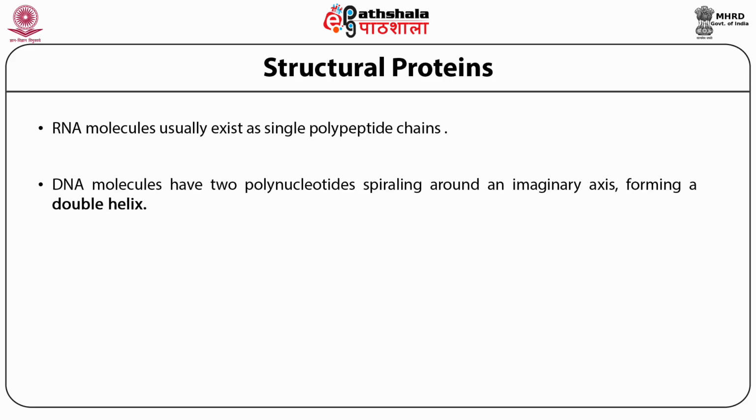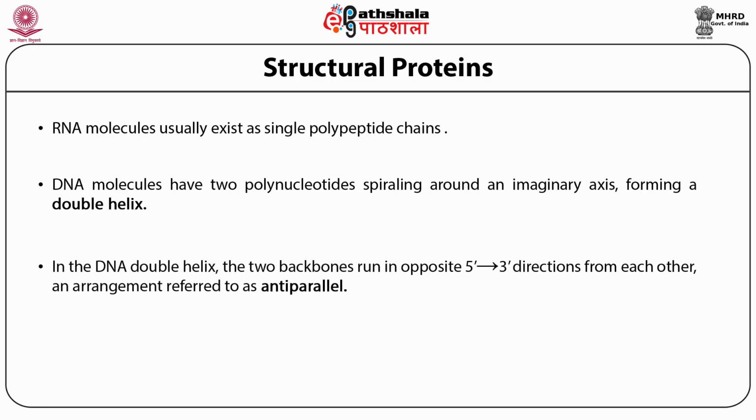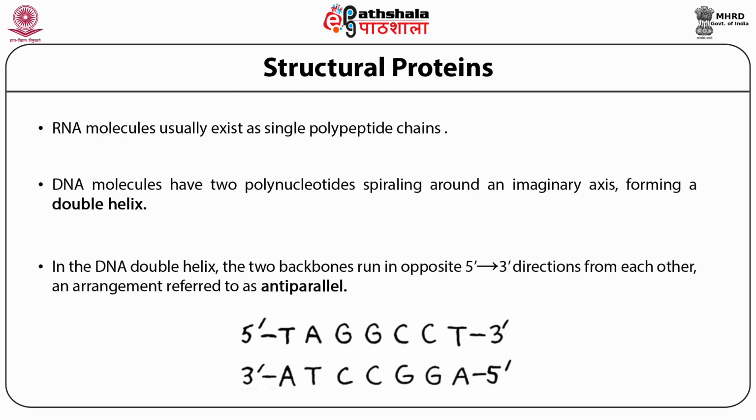DNA molecules have two polynucleotides spiraling around an imaginary axis, forming a double helix. In the DNA double helix, the two backbones run in opposite 5' to 3' directions from each other, an arrangement referred to as antiparallel. One DNA molecule includes many genes, 5' to 3', 3' to 5', which are antiparallel to each other.